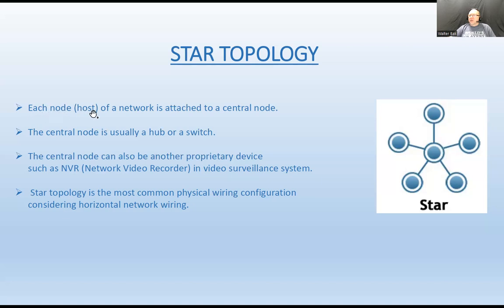Each node or host of a network is attached to a central node. So there's one central node, and all of these home run to it. When installing the LAN configuration, almost 100% of the wire runs would be home running those wires to one of the central points. What is the central point? Well, the central point would be a LAN room or equipment rack or distribution frame.